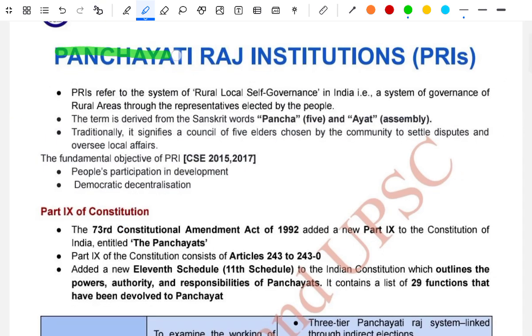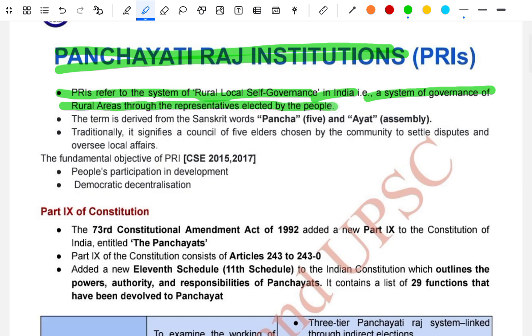The Panchayati Raj institution. The PRIs refers to the system of rural local self-governance in India. The system of governance of the rural area through representatives elected by the people. The term is derived from the Sanskrit word pancha, which means five, and ayat means assembly, that traditionally signifies the council of five elders chosen by the community to settle disputes and oversee local affairs.